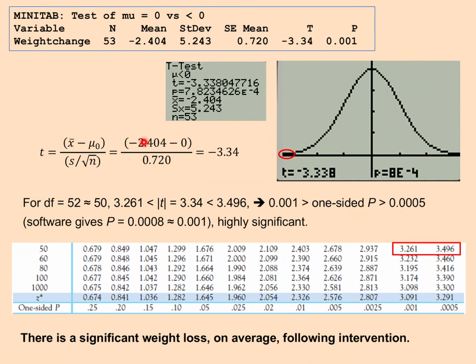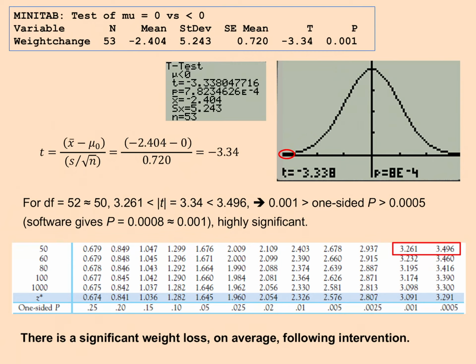So we have our sample mean of minus 2.4 minus our hypothesized mean of no weight change, 0, over our sample standard deviation divided by the square root of n. That's our standard error of the mean, 0.72 from the table above. Work out the math, you get minus 3.34 as your test statistic. And again, that test statistic is a measure of standard deviations.